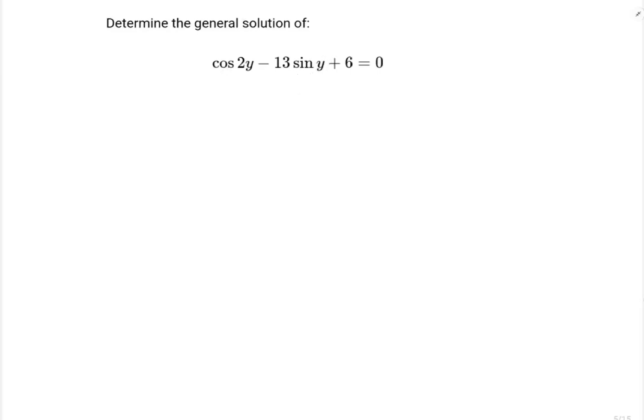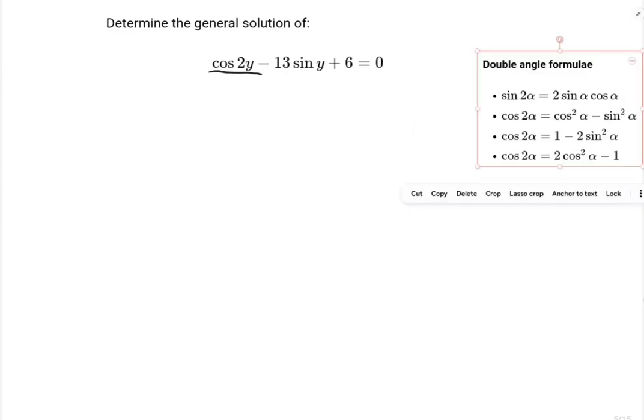So let us go ahead and manipulate this equation in a way that we're going to only end up with one trig ratio. Look here, we have a double angle. Here we only have 13 sin y, and here we just have a number. So the only thing we can change here is the cos 2y. We can change it to our convenience. And we know that we have double angle formulas. We have three forms for cos 2 angle. In our case, cos 2y. So which form do we want to change it to? Remember, the aim is to get to a single trig ratio.